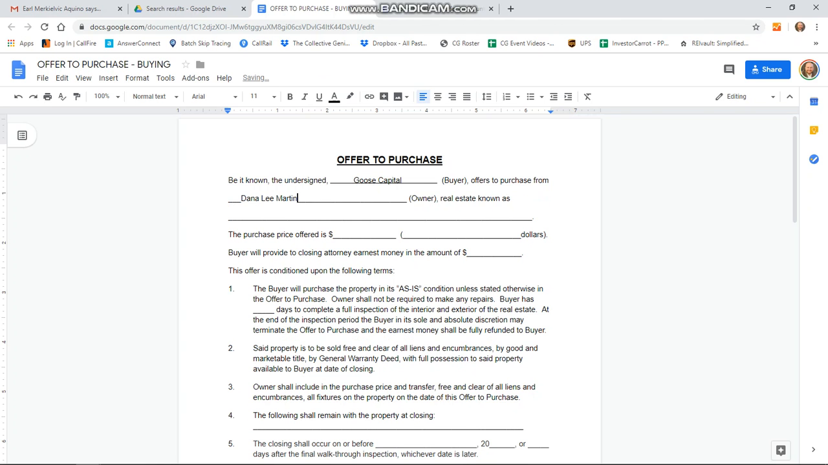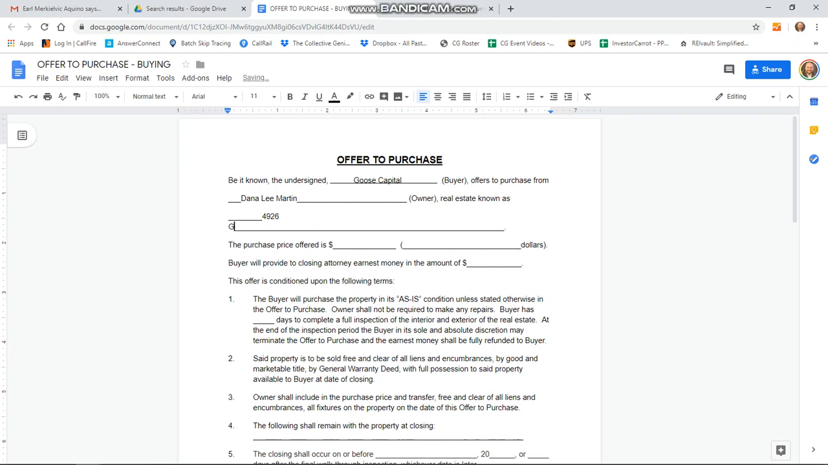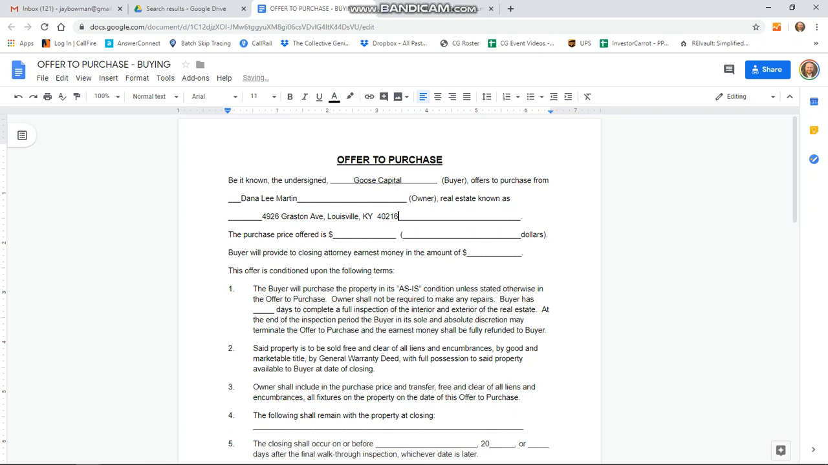Sometimes these contracts get out of whack. And this is the real estate known as, this is the address. The address was 4926 Graston Avenue in Louisville, Kentucky. This is the zip code 40216. Get rid of the extra lines here.